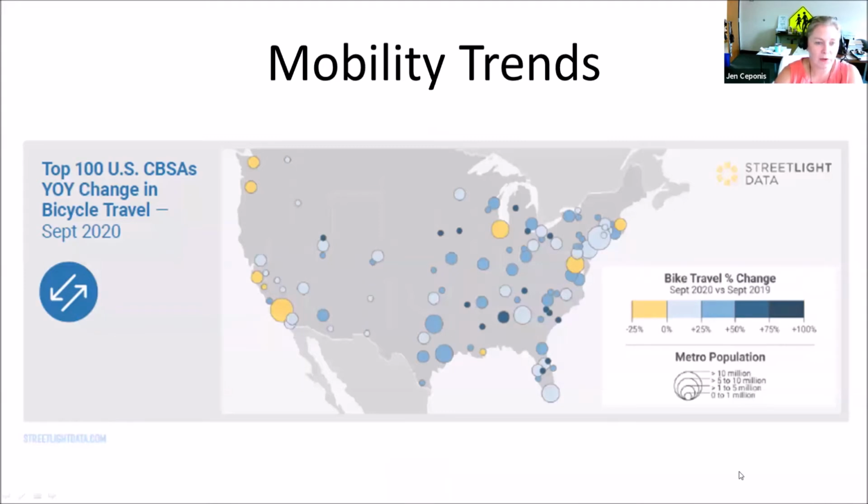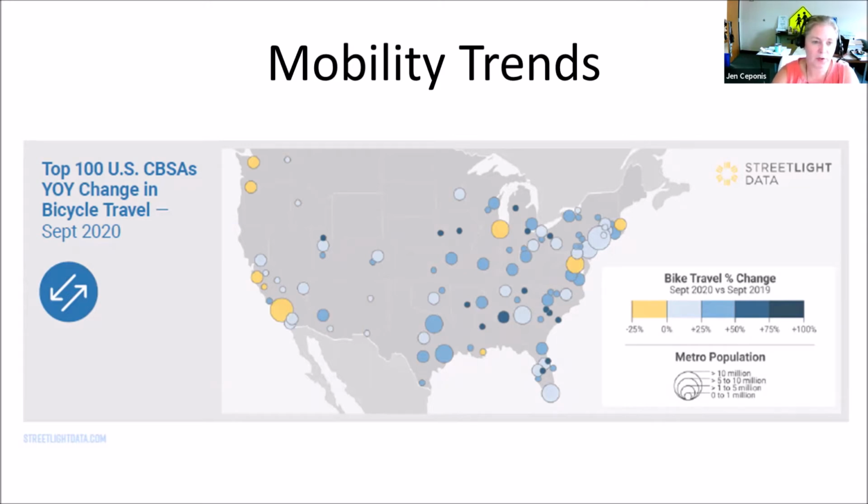Streetlight Data put out a report on bicycling in the US during COVID in September, and it showed that smaller cities and metro areas saw an increase of about 25 to 75% in bicycling. And we don't have a lot of bicycle count data for the capital region, but anecdotally, we did hear from a lot of communities and also saw staff ourselves a lot more people out bicycling.